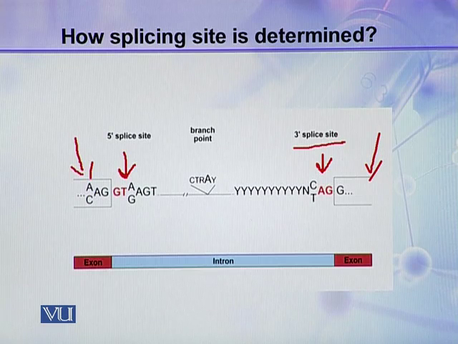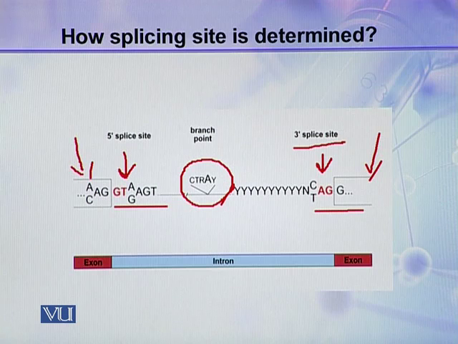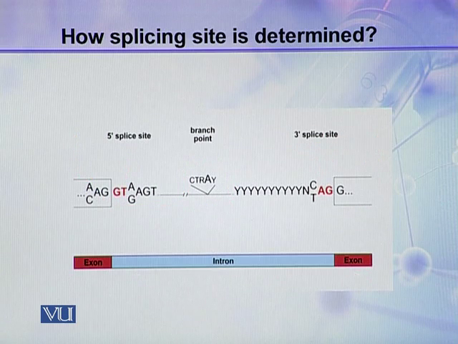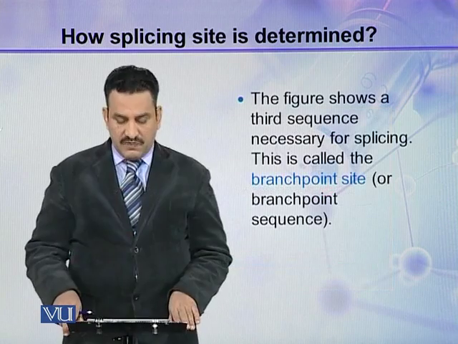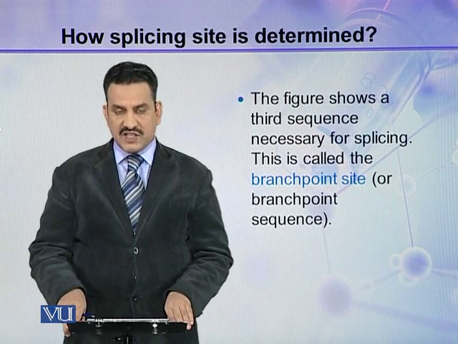So there are specific sequences on these sites. And in addition to these sequences, there is also a specific sequence in the intron. So in between is the intron and these are two exons. So these are the specific sequences present at the splice sites. The figure shows a third sequence necessary for splicing.